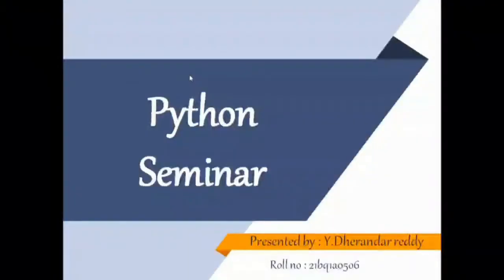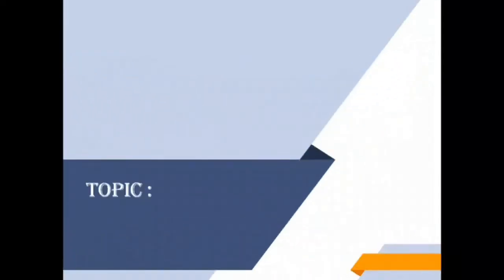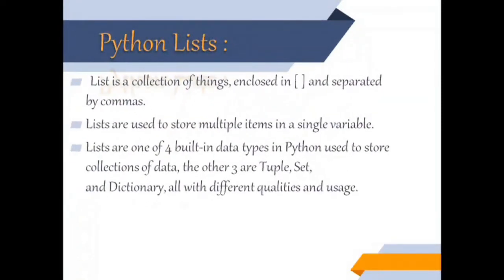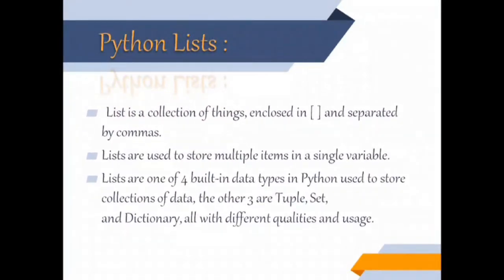Now, I am going to explain my Python seminar topic. Let us get started. The topic I am going to explain now is list in Python. Generally, a list is a collection of things enclosed in square brackets and separated by commas.